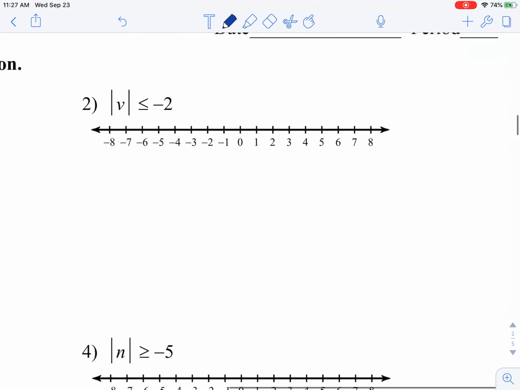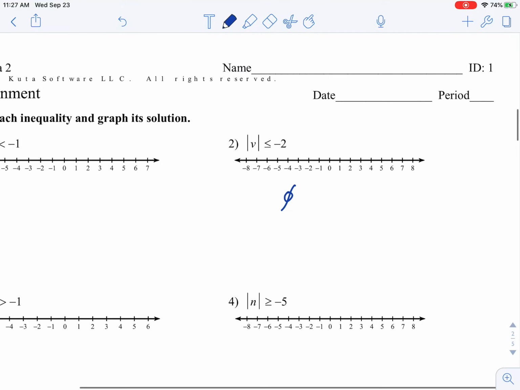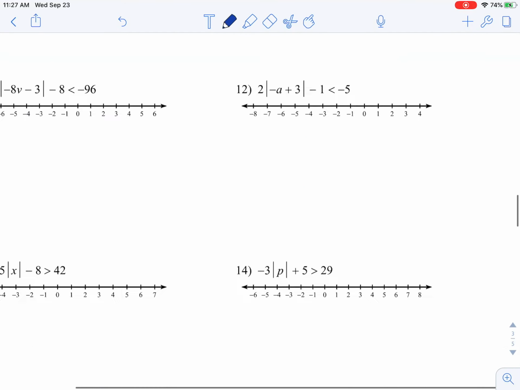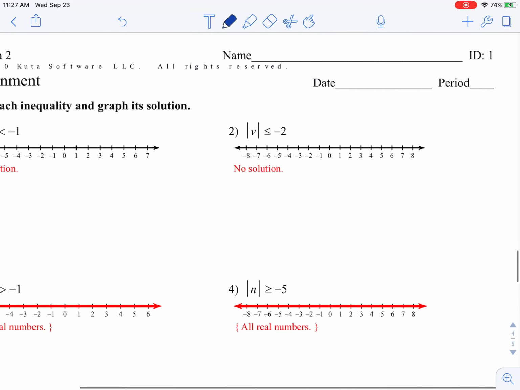So number 2, absolute value is less than, and it does say or equal to, that's irrelevant. Can an absolute value be less than a negative number? Absolute values are always positive, therefore no. This is a no solution. With a no solution, there's nothing to graph. You leave your graph blank. Number 2, no solution.